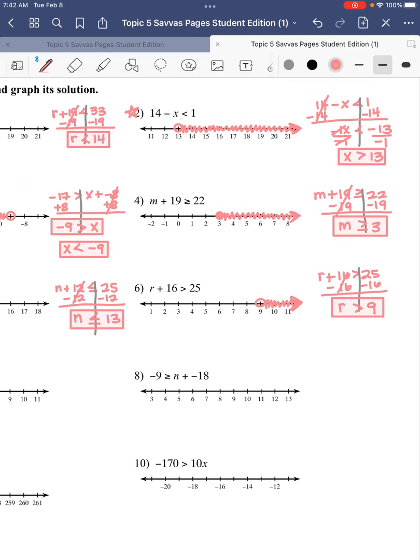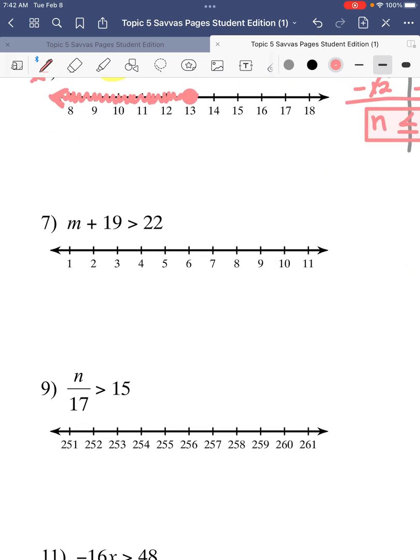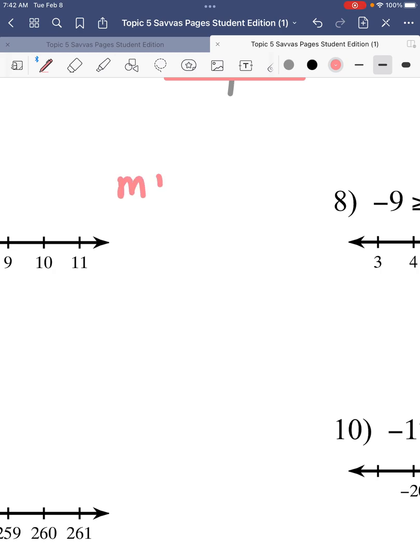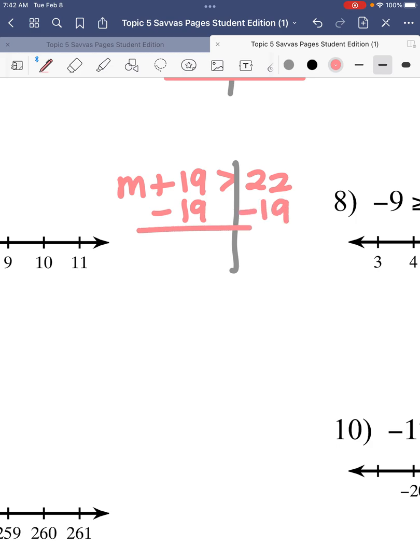Okay, number 7. m plus 19 is greater than 22. I'm just going to rewrite that over here. So to solve this inequality, I need to get that m by itself, and it's connected to a positive 19. So how do I undo a positive 19? I subtract 19, so I'm subtracting 19 on both sides. On the side with the m, my 19s cancel out, and m comes down, it's by itself. On the other side, I'm going to have 22 minus 19, which is 3.